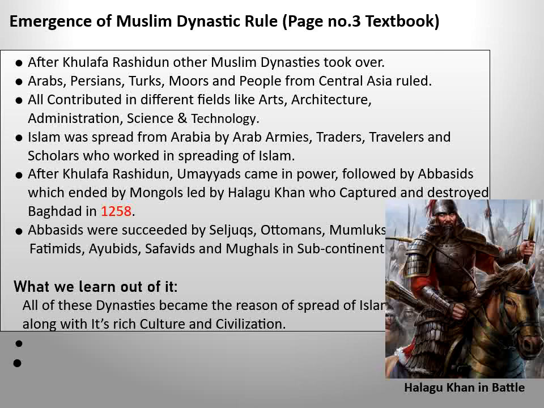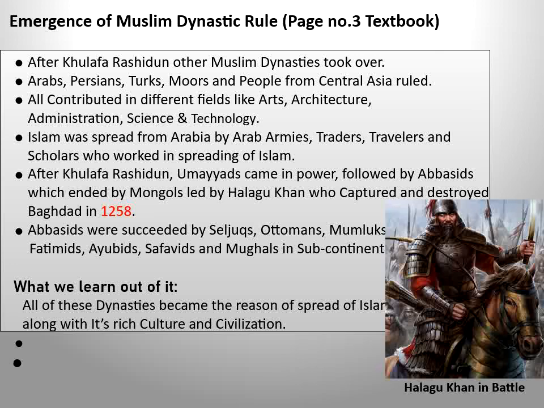In this topic, we're going to learn what happened after the last and final Khulafa Rashidun, Hazrat Ali ibn Abi Talib, died. After Khulafa Rashidun, other Muslim dynasties took over. My dear students, a dynasty is a group of people, a family, a progeny who takes over and rules. Arabs, Persians, Turks, Moors, and people from Central Asia ruled. All contributed in different fields like arts, architecture, administration, science, and technology.